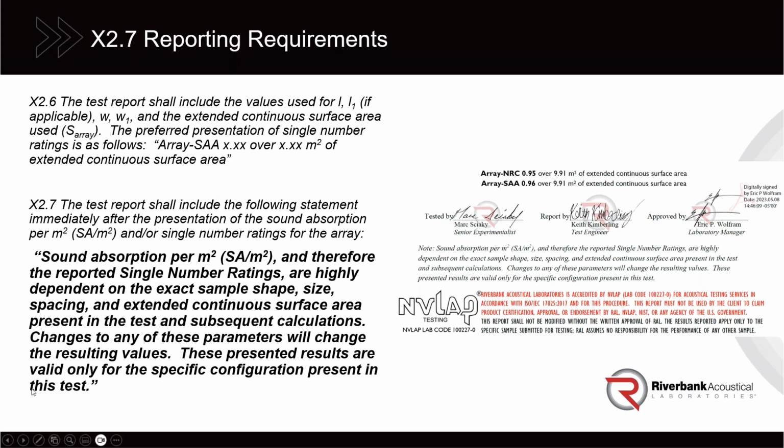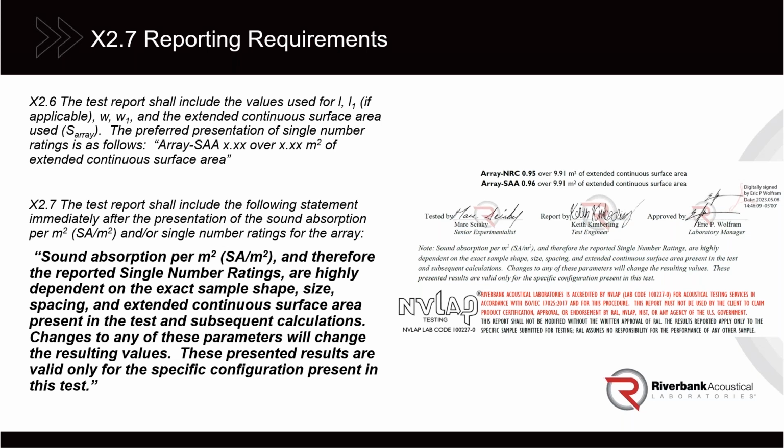We also have this required statement that informs people that these values of sound absorption per meter squared and the single number ratings are highly dependent on the exact sample shape, size, spacing, and the extended continuous surface area present in the test and calculations. And that changes to any of these parameters will change the resulting values. These presented results are valid only for the specific configuration present in this test.